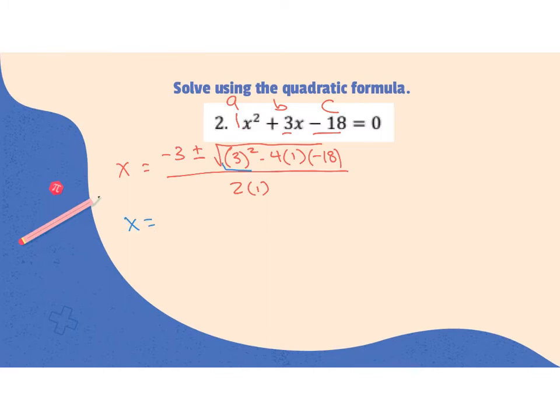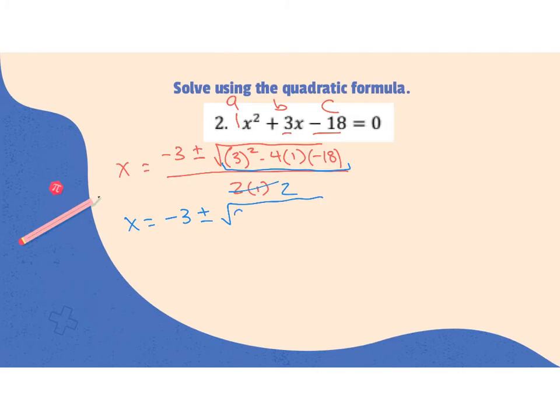I need to start underneath the radical. I can also take care of this 2 times 1 and just call it 2. But I'm going to start underneath the radical. So I'm not touching the negative 3 outside yet. I haven't done anything with the plus or minus. I haven't even done the radical. But I am going to simplify underneath.